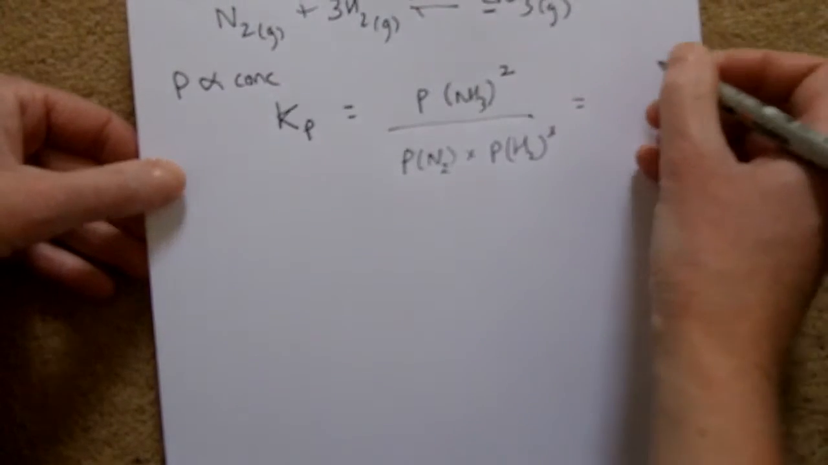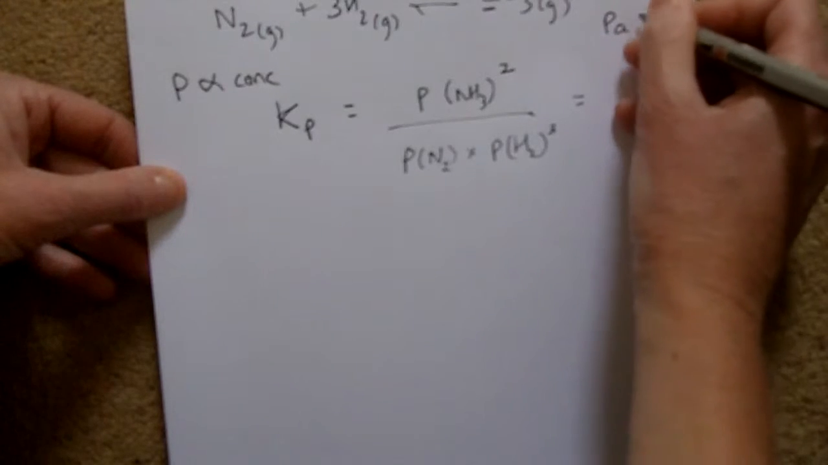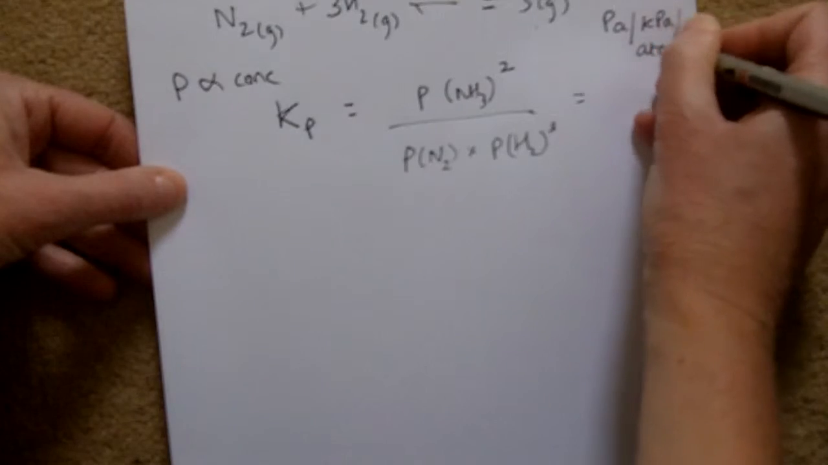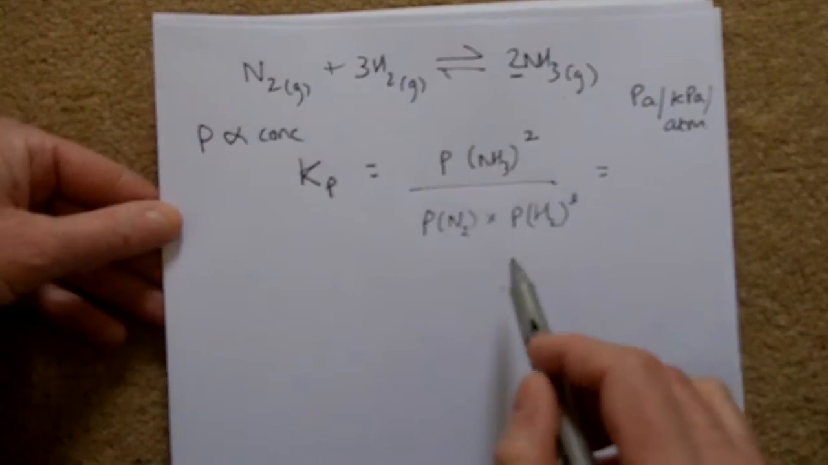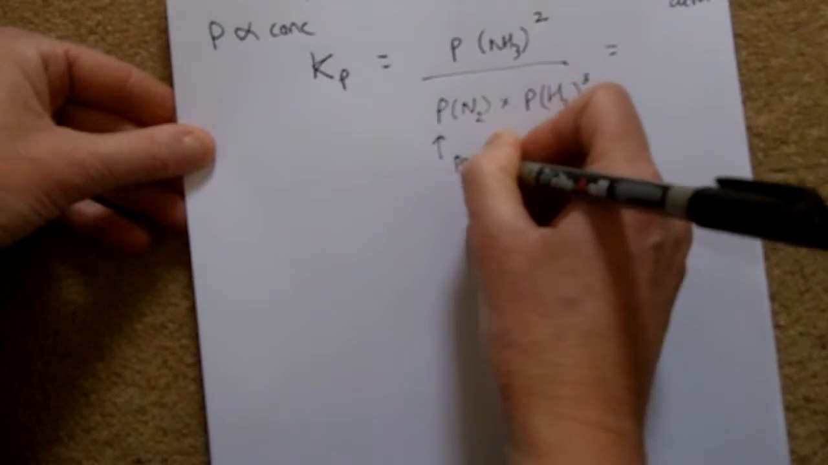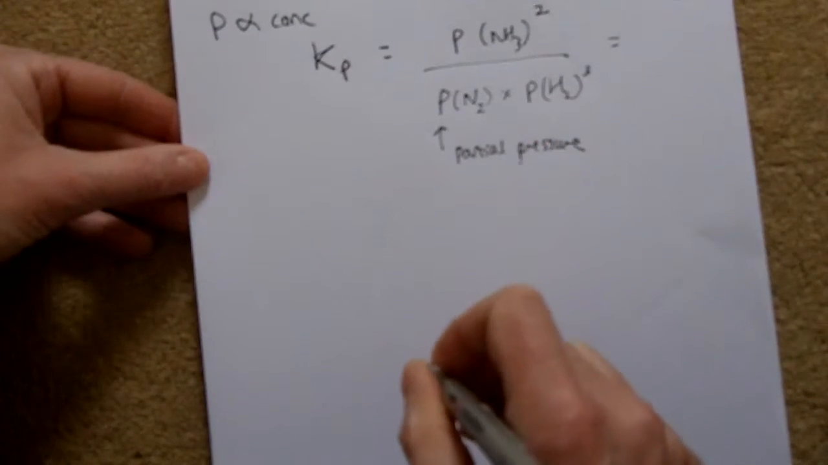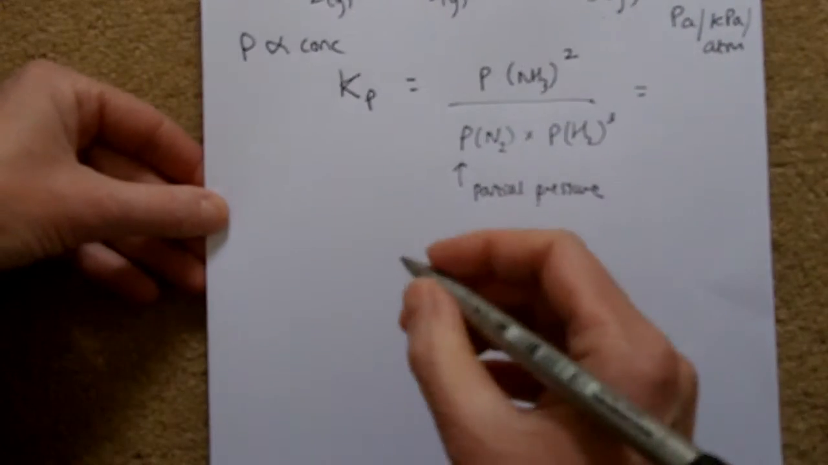The pressure might be in pascals, kilopascals, or atmospheres. Whatever pressure units they give you, you work it out the same way and cancel out the pressure. So p here stands for partial pressure. Now, how do you work out the partial pressure of a gas?